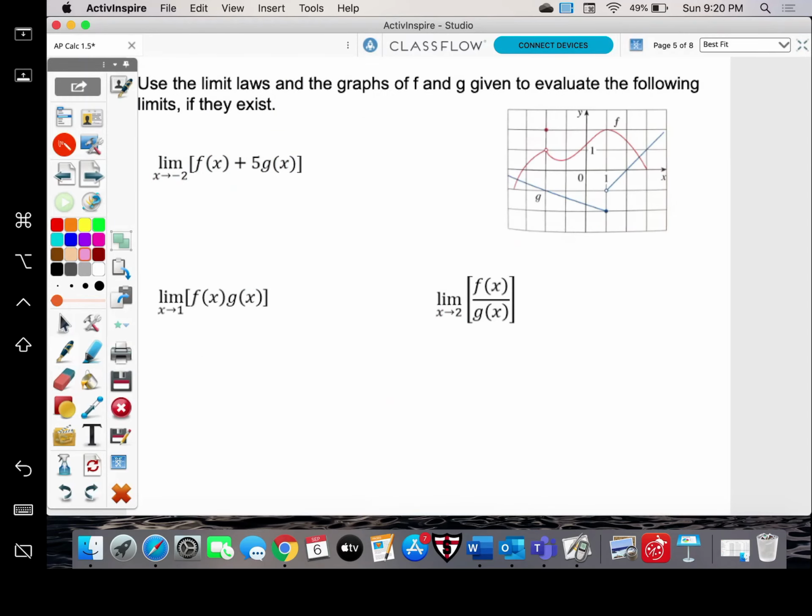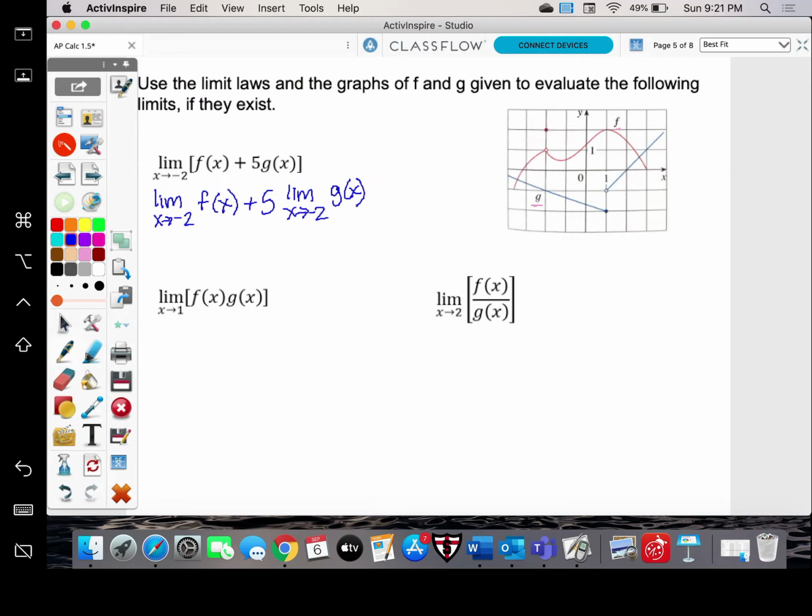So let's look at this. We have a graph this time, and we're going to find some limits from that. Notice that f is labeling the red function, and g is labeling the blue function. G is there, and f is up here. So when we're talking about the limit as x approaches -2 of f of x plus 5g of x, we might want to think about that as the limit as x approaches -2 of f of x plus 5 times the limit as x approaches -2 of g of x.